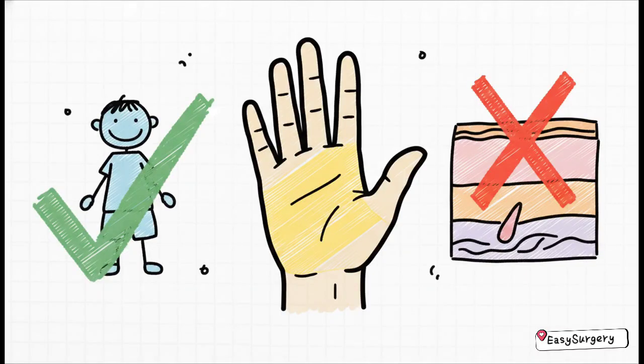All right, here are your answers. Number 6. The Lund-Browder chart is best for kids. Number 7. The palm, fingers included, is 1%. Did you catch the trap in number 8? Superficial burns never count toward your TBSA fluid calculations. It's only partial and full thickness.